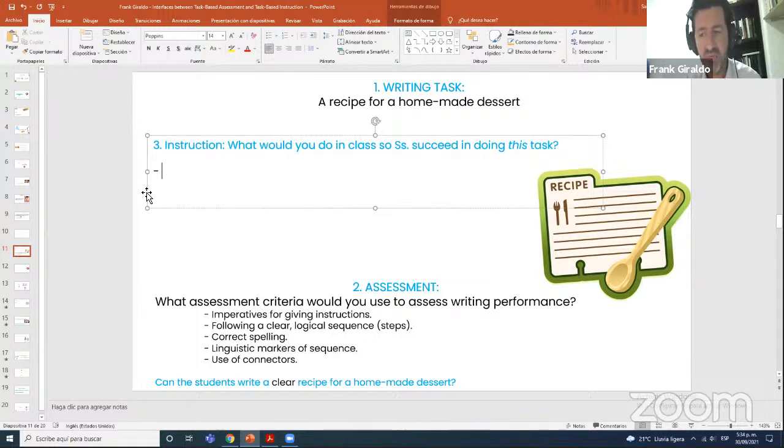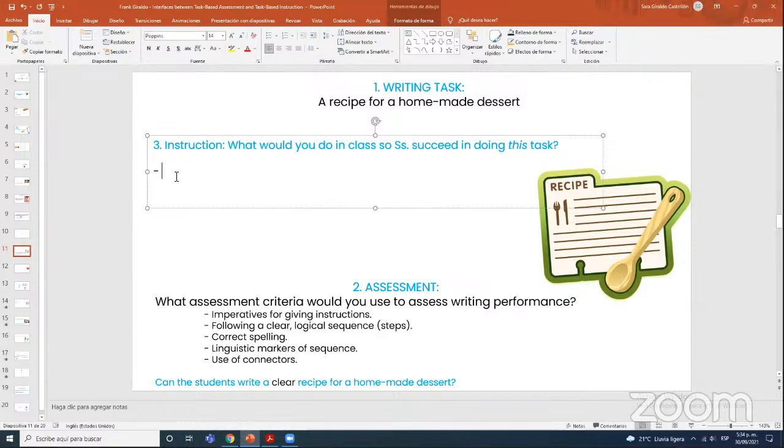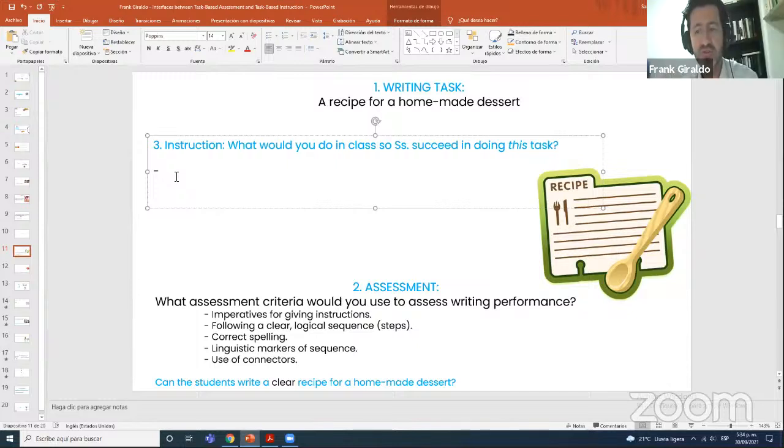And this is more open. What would you do in class so students succeed in doing this task? Before they do the final recipe, what would you teach? What activities would you do? Put some examples in the chat. I'll include 3 of them and then we move on. What would you plan for your students to do the task successfully? What would be an, let's say, an obvious thing to do if they're going to write a recipe? Use the chat for your ideas, teachers.